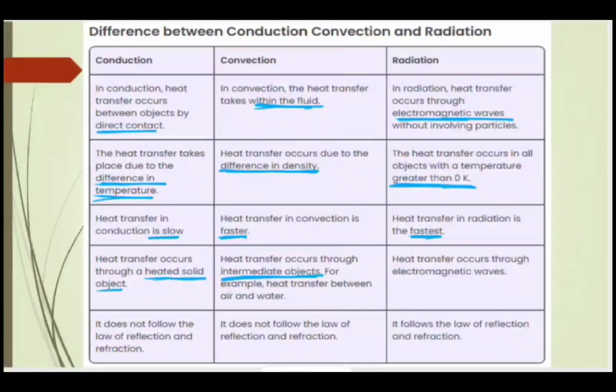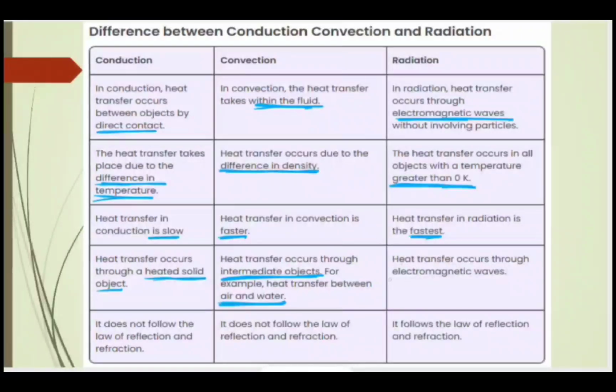Objects lying in the middle. Particles which are colder, which lie in the middle. Remember the example of the street. The street is hotter, the air above it is cool, and the air above the cool layer of air is again hotter. So it's the intermediate objects that transfer the heat. Heat transfer, for example, between air and water.